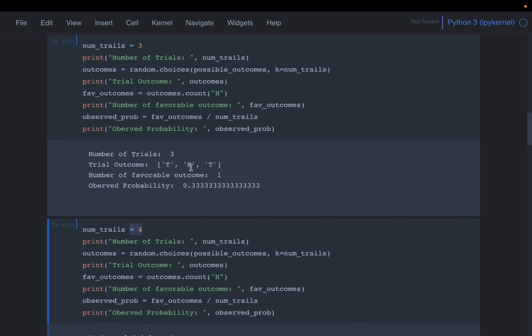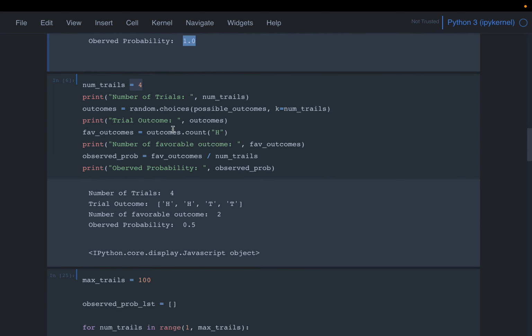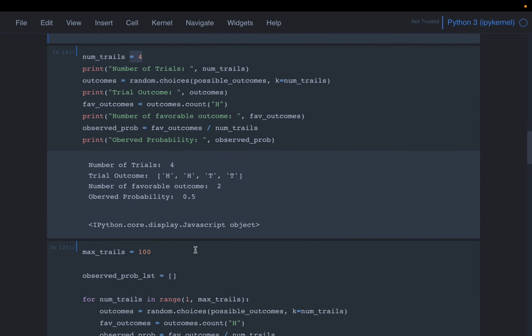This time we got only 1 heads, so the probability is 1/3. One more time. Okay, we got 1/3. Now this time we happen to get all 3 heads. Again, the probability is saying 1.0, which is not correct, right? So 3 times is also not enough. Let's look at one more time before we do it many more times.